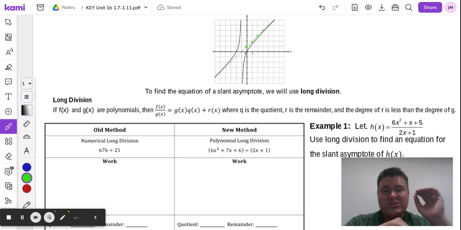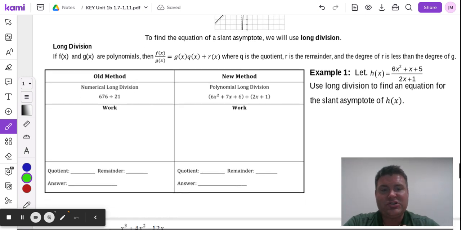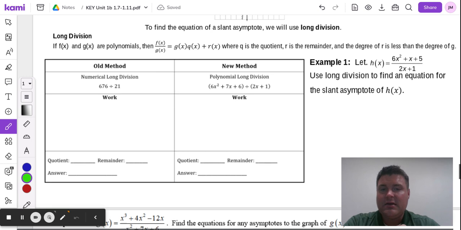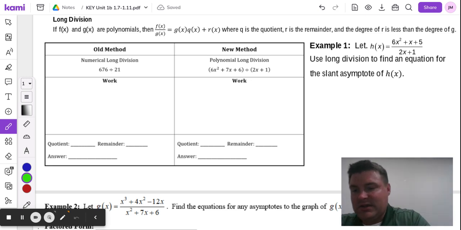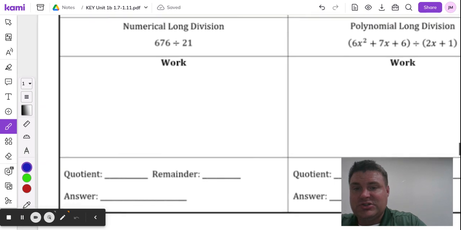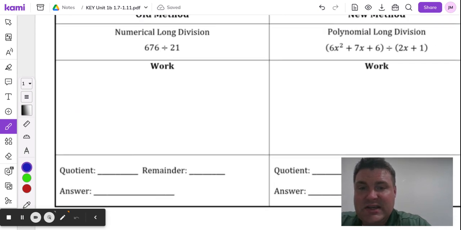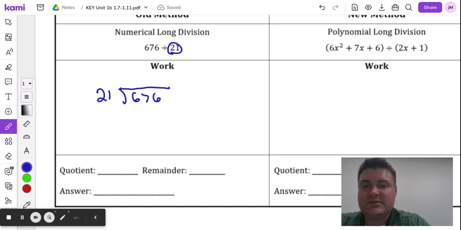Reminder, rational functions is when we have a polynomial divided by a polynomial. Okay, so to find the equation of the asymptote, I kind of showed you a shorthanded way before, but let's get technical here. We have to use long division to find the slant asymptote. So we're going to do some polynomial long division. Before I do that, I'm going to show you how we used to do long division, our old method of just numeric long division. We take this 21, put it on the outside, and we divide 676.